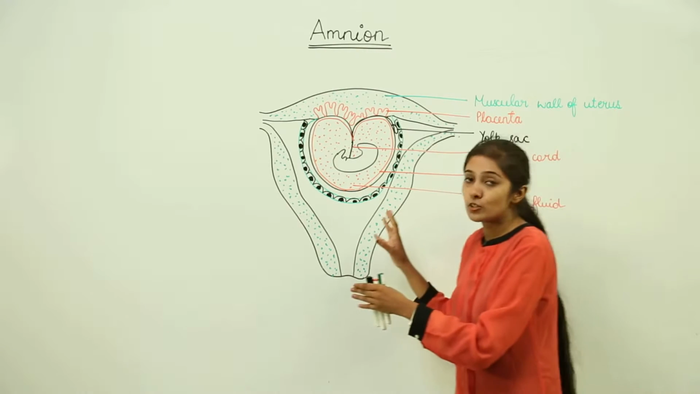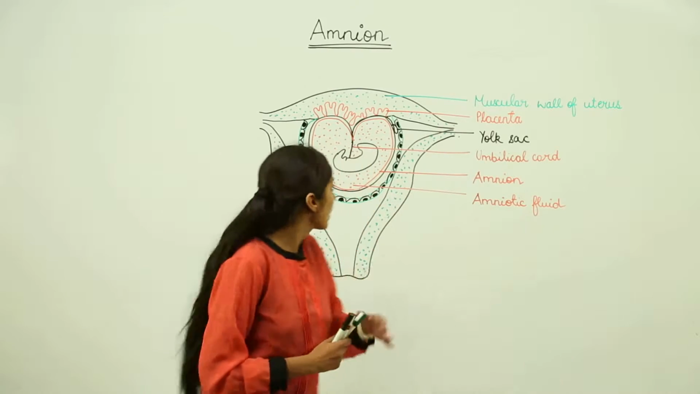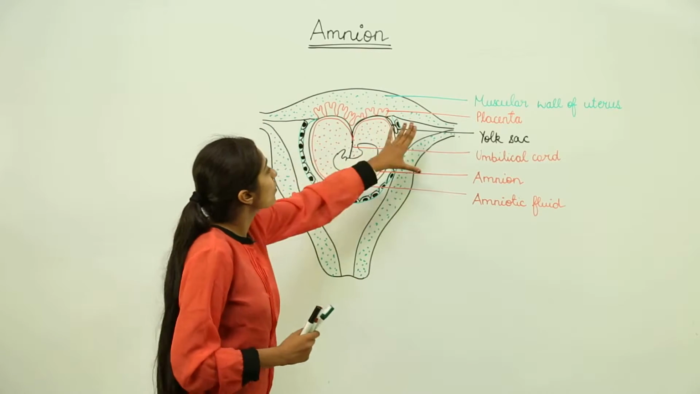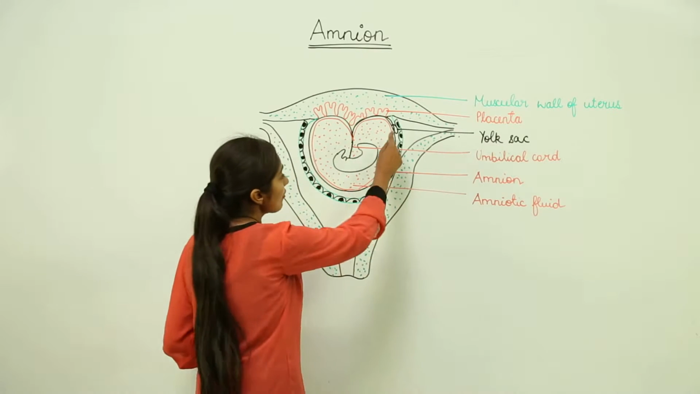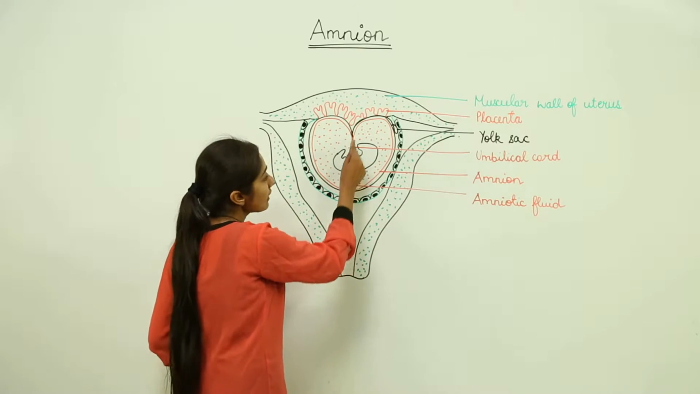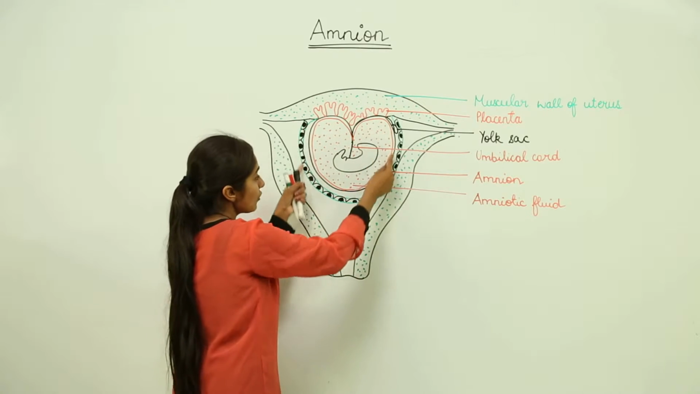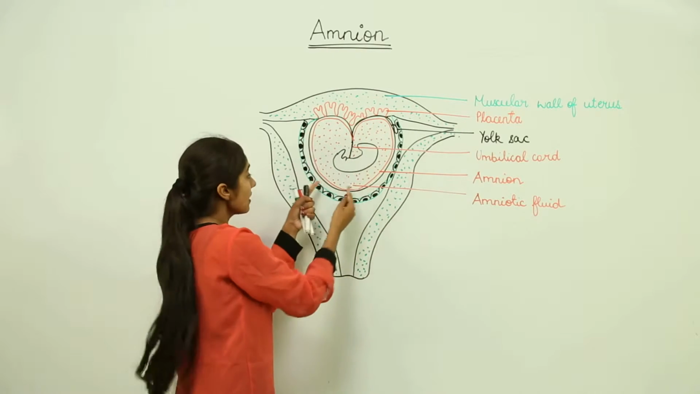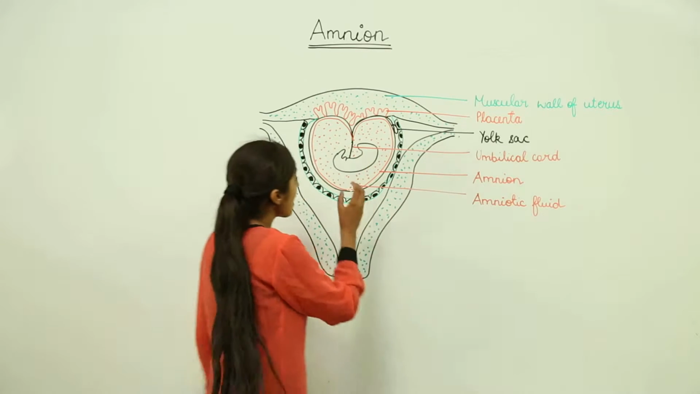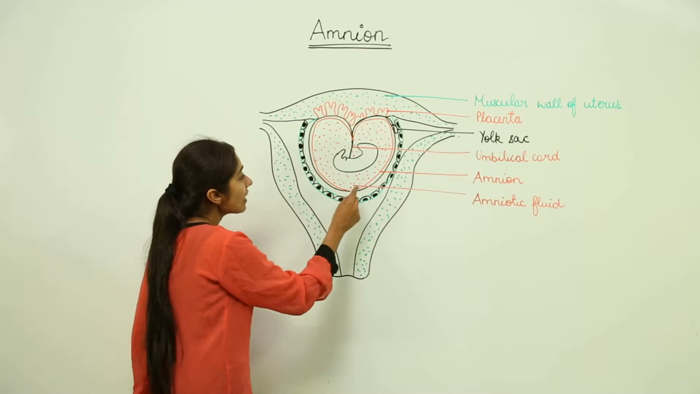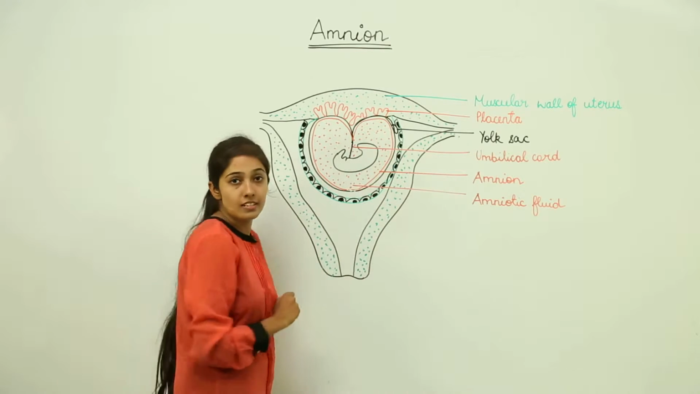So this is the stage when the fetus is there, right. You can see this muscular wall of the uterus, and this is the placenta. Then we have a yolk sac, and this is the umbilical cord, and this sac which is actually surrounding the fetus, this sac is known as amnion. Now this amnion sac is there which is surrounding the whole fetus.